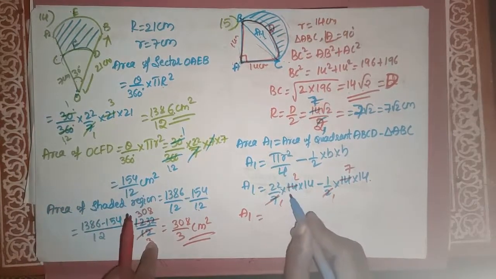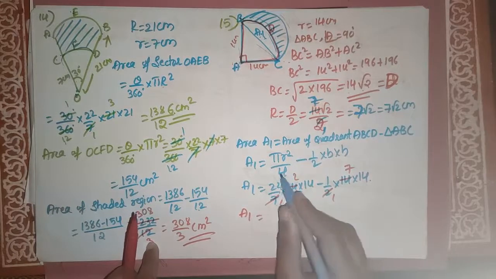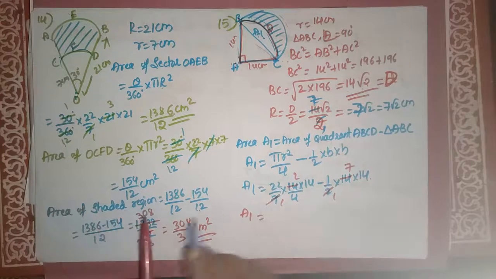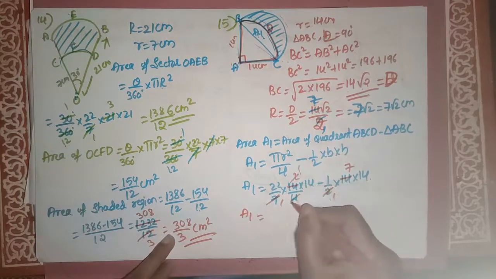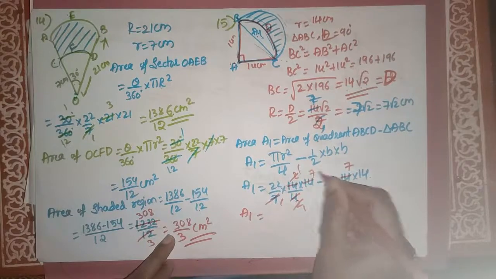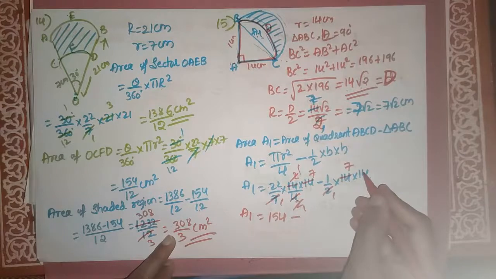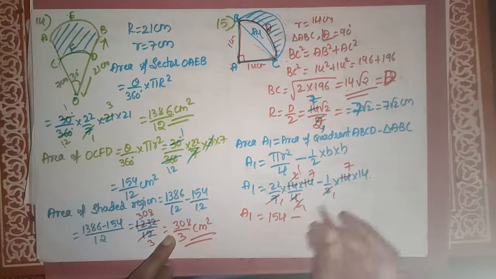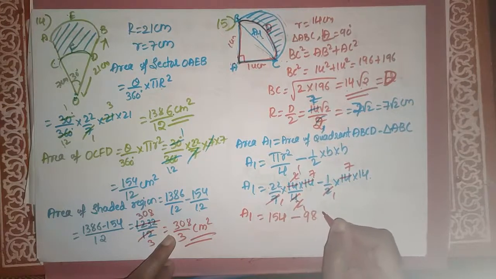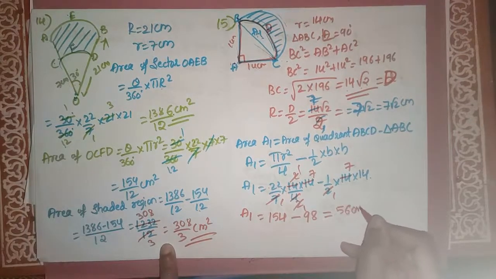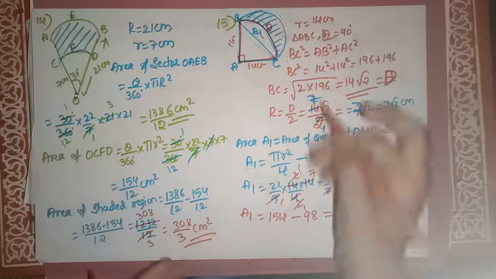Here divided by 4, pi r square by 4. Now this is 22, and I cancel again: 7 twos are 14, 7 twos are 14. This is 22 into 7 into 2, that is 154, minus 14 into 7, which is 98. So on subtracting, we have 56 centimeter square.